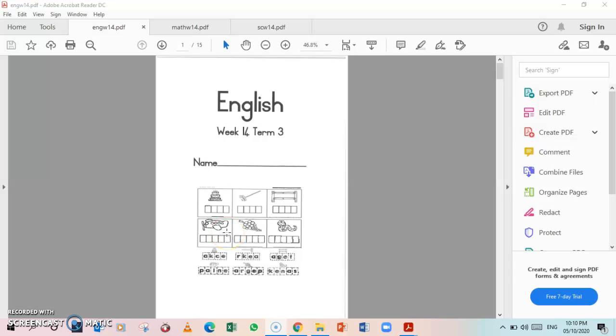Good day, everyone. It is Monday, so we are starting with our English activity pack. Please remember to write your name on top of this worksheet.